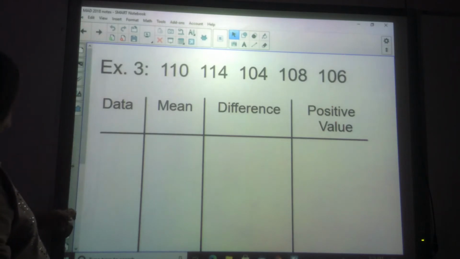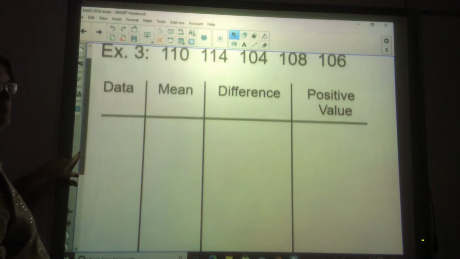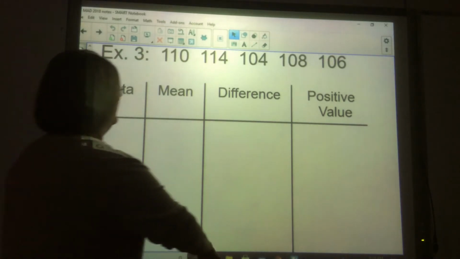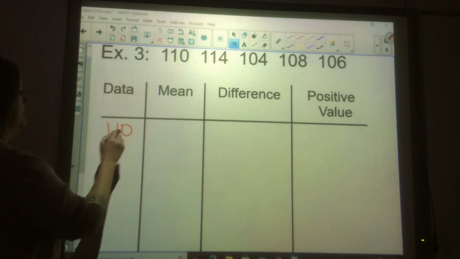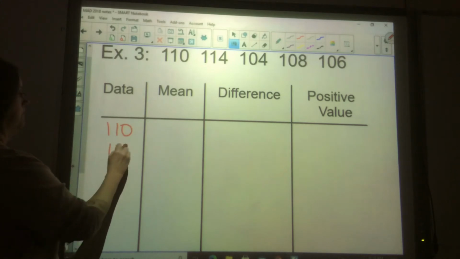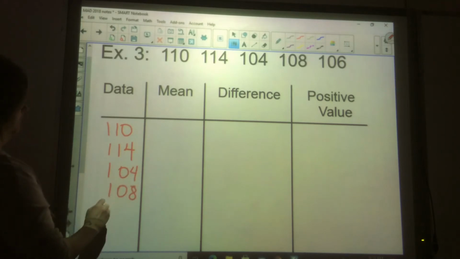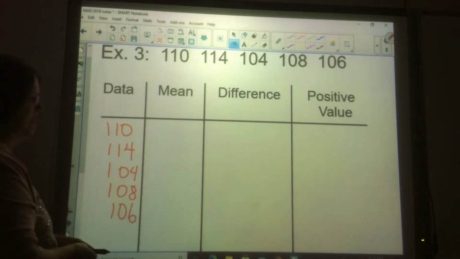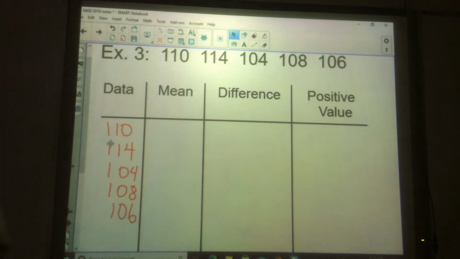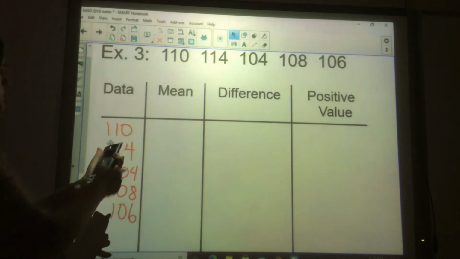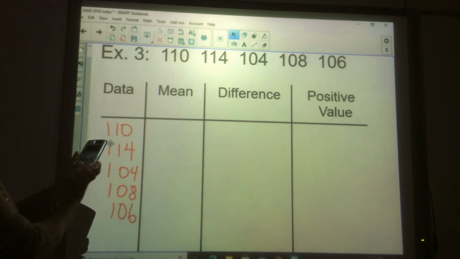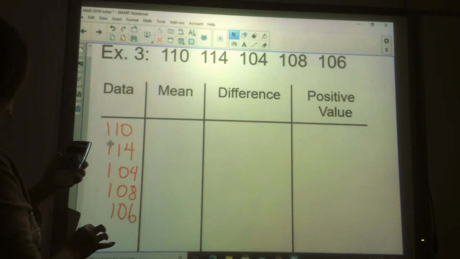Okay, so on this one, we do the same thing. We write down each piece of data. So there's 5 pieces of data. We want to add them up and divide by 5. And that gives us 108.4.